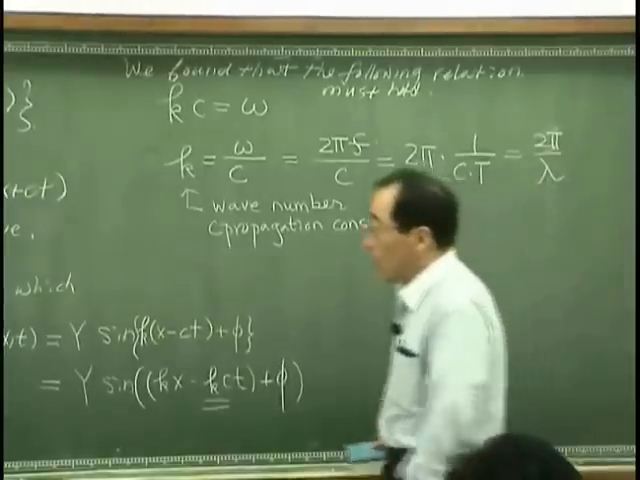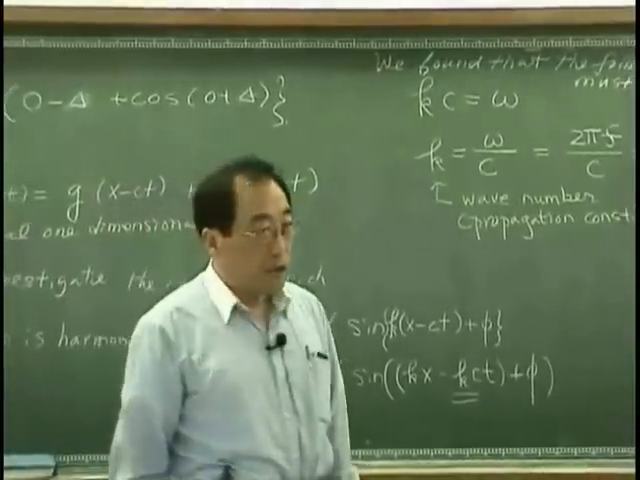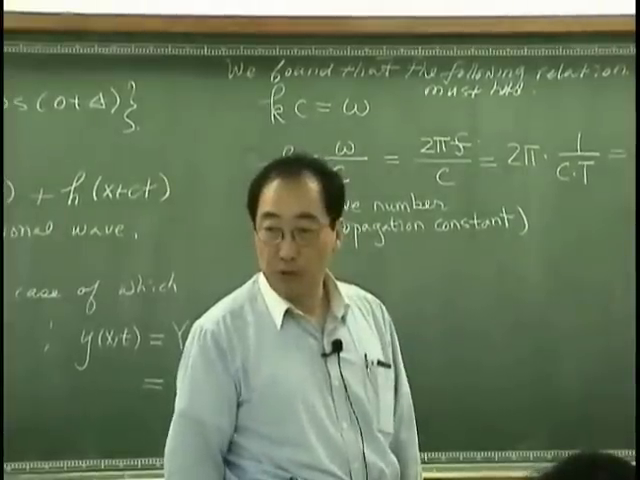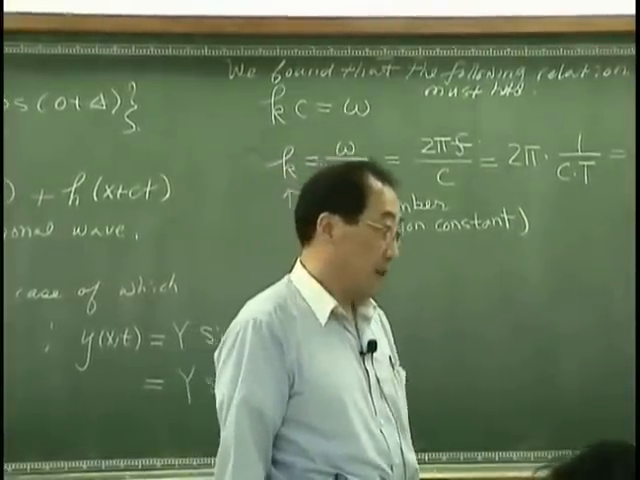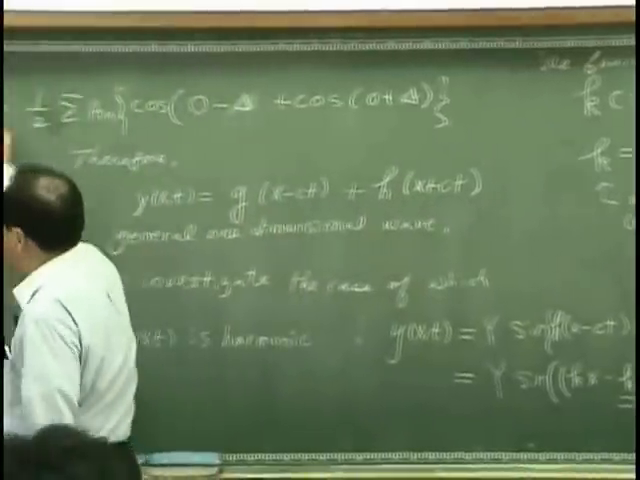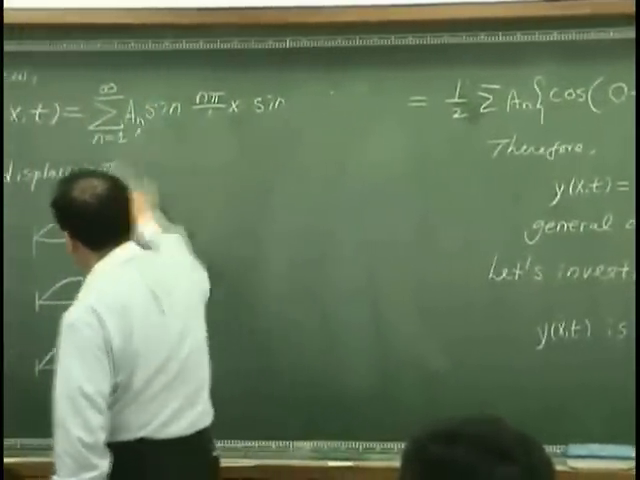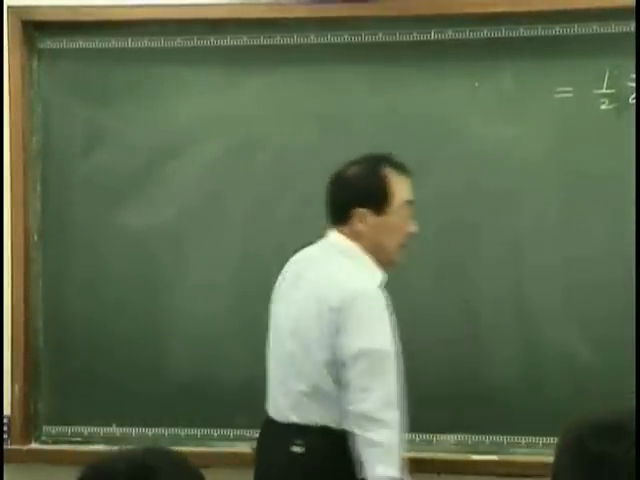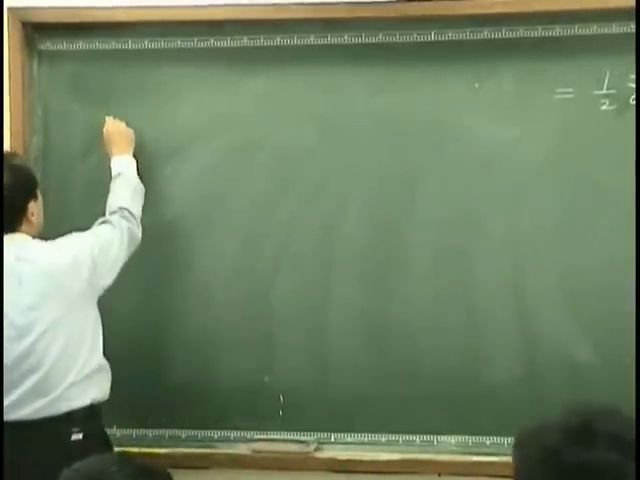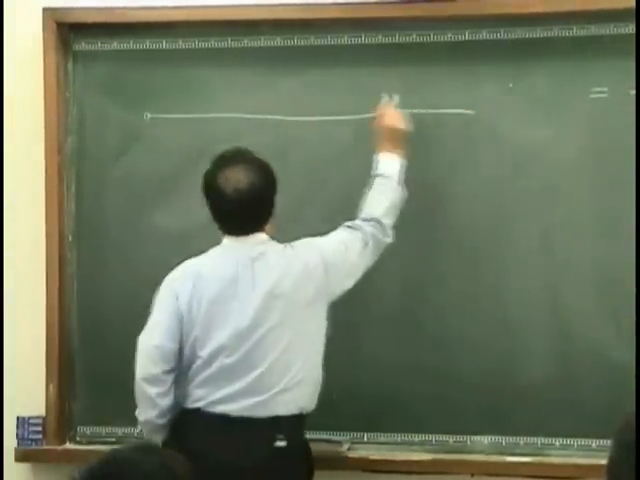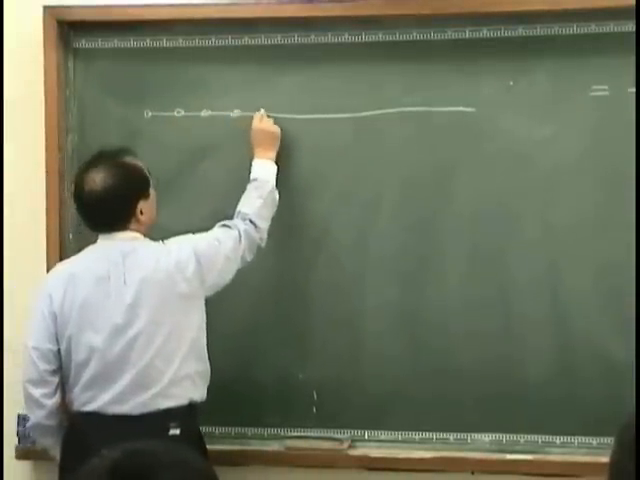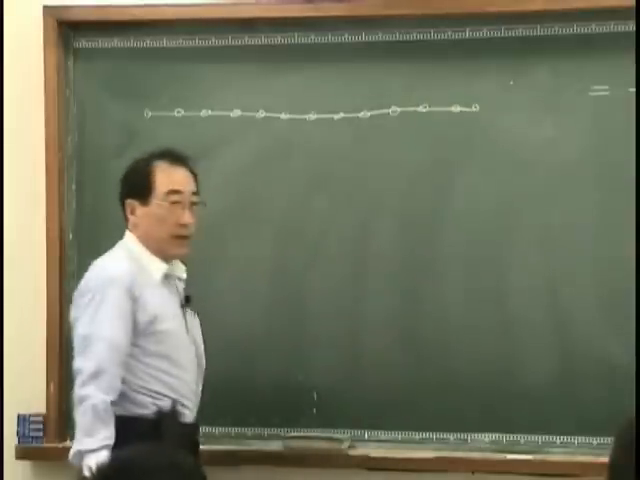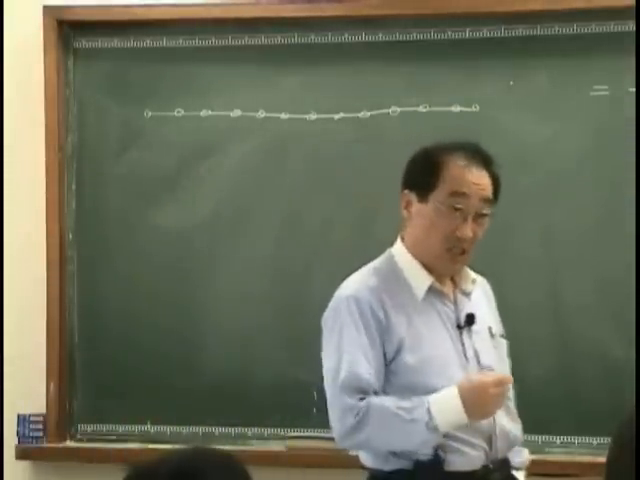Why can this be the wavelength? Because the definition of wavelength is the distance that one wave can travel within one period. But that's not enough. Let's demonstrate this. Let's figure out what lambda really means by imagining that I have a series of masses that are connected by massless string.